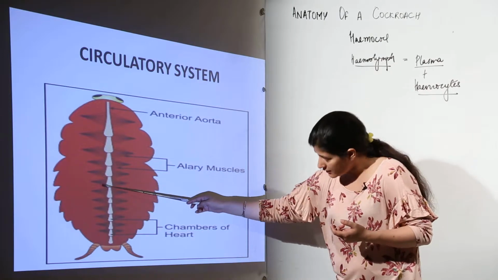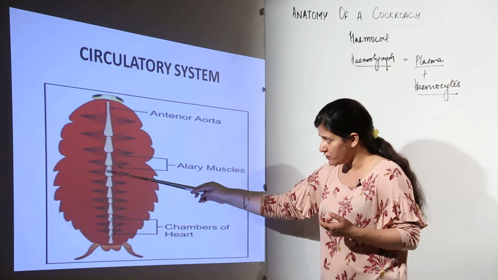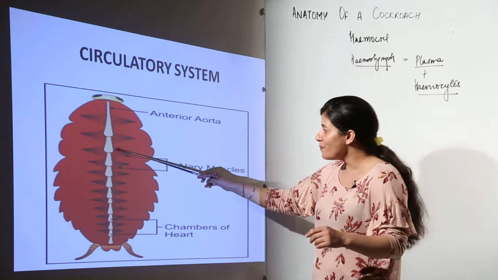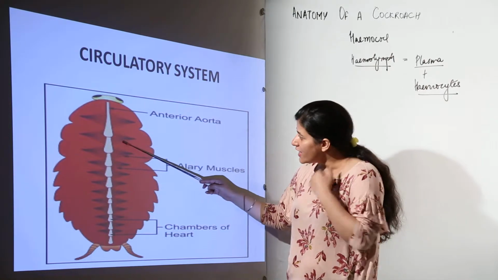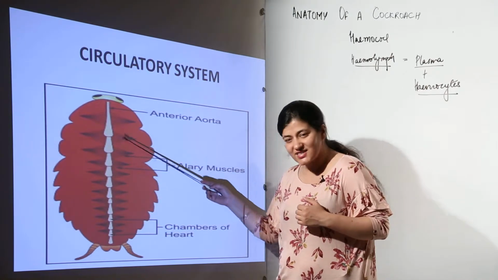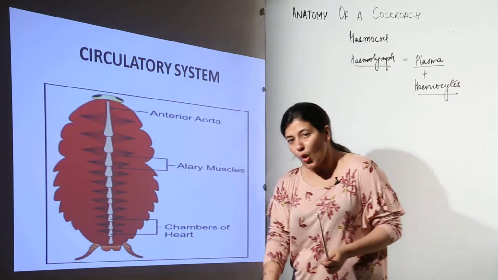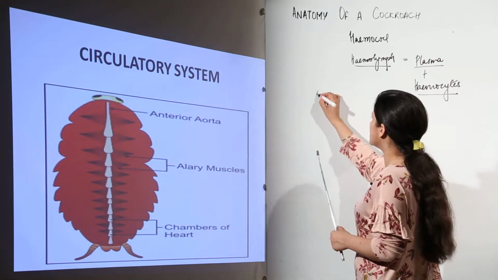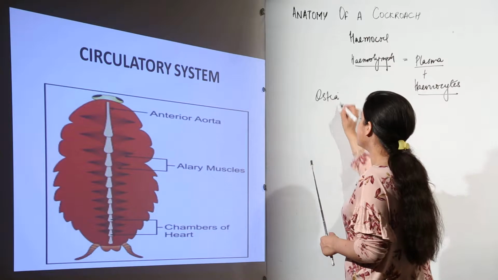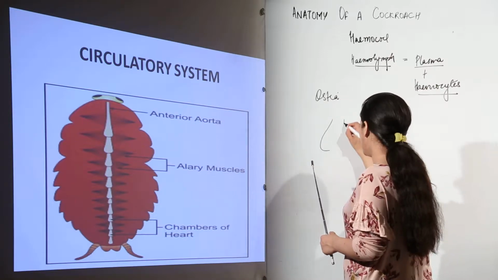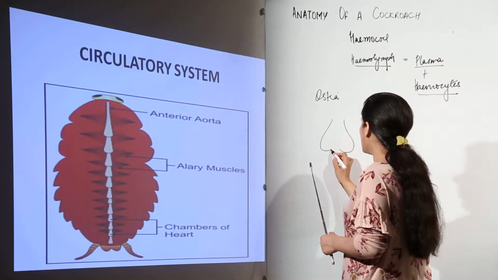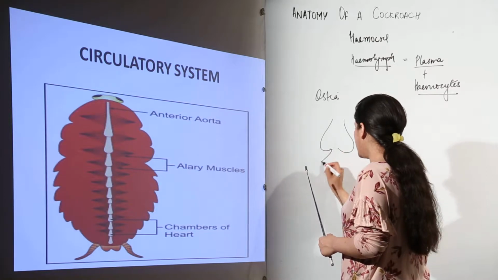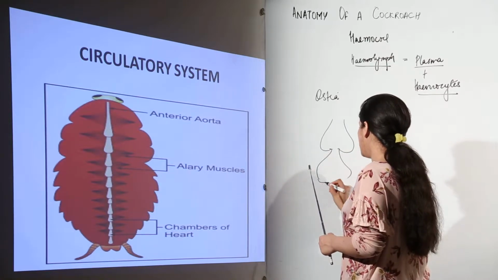This much part is the heart, individual segments, individual hearts, and each has openings through which the blood from the sinuses enters inside it, and those openings are known as ostia. Now, it is something like this. Supposedly, I am showing you the heart like this. There would be an opening known as ostia, and then there would be the next heart.